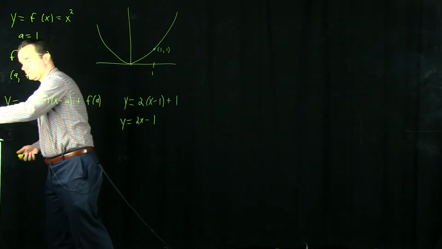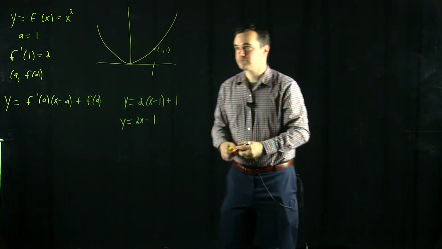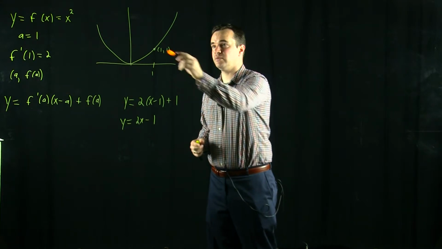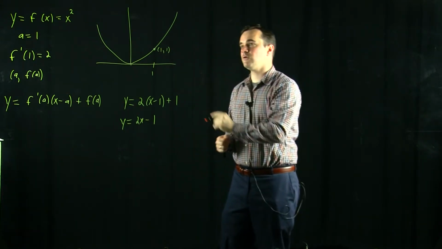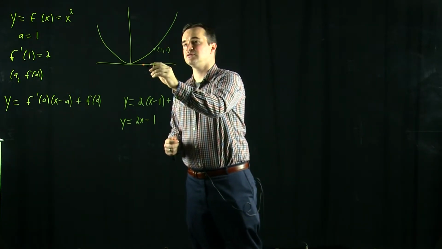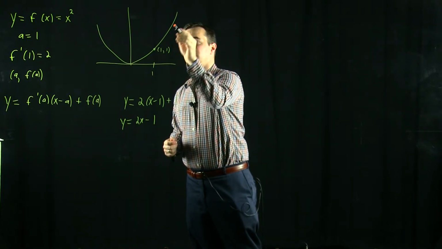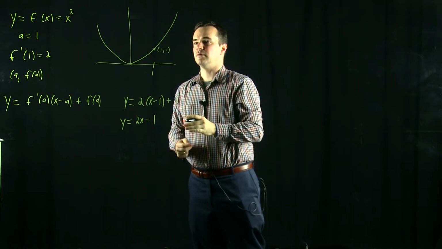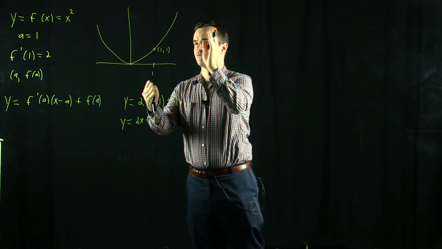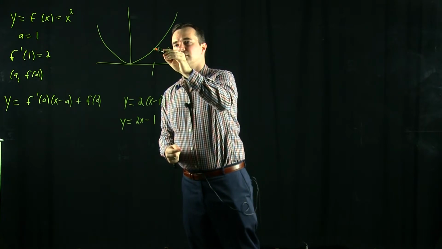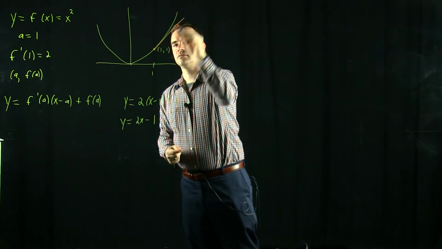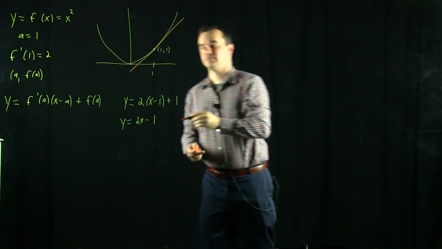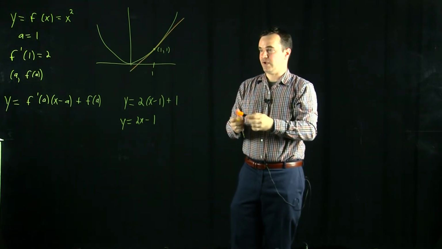And if we draw that tangent line, it's a line that goes through the point 1, 1, and has slope equal to 2. So slope equals 1 would split this right at a 45-degree angle. Slope equals 2 is a little bit more vertical this way. So it'll look like something like that on the graph.